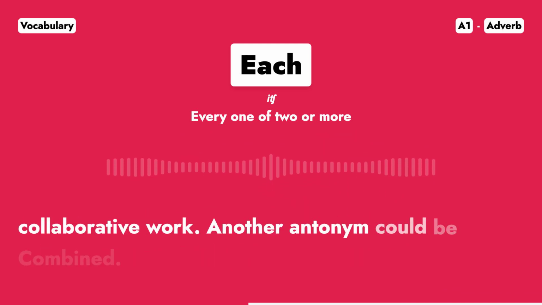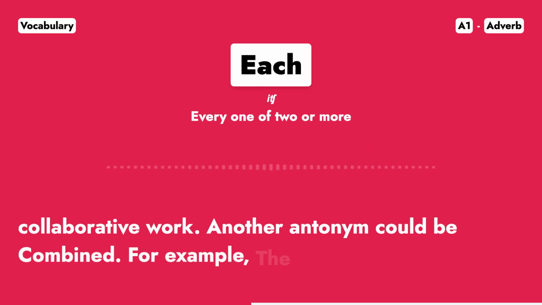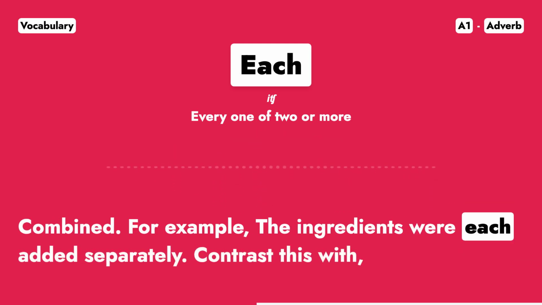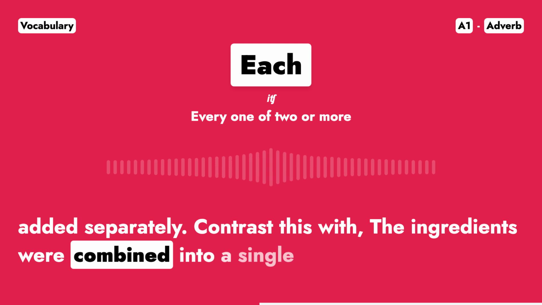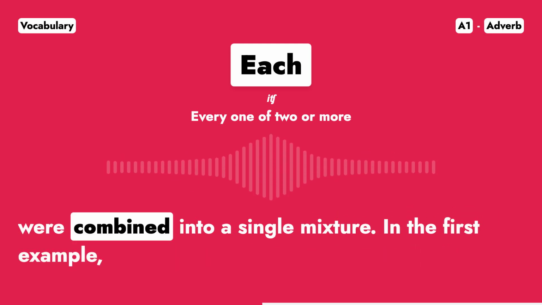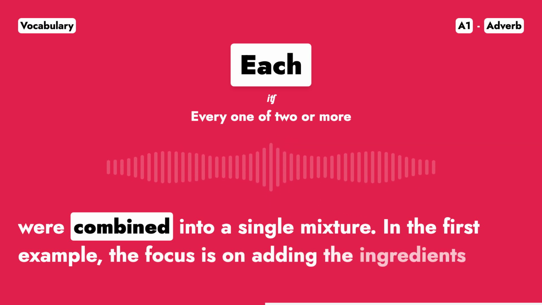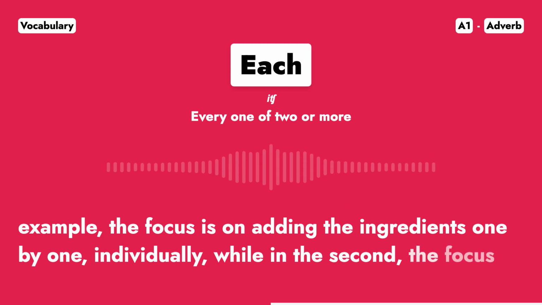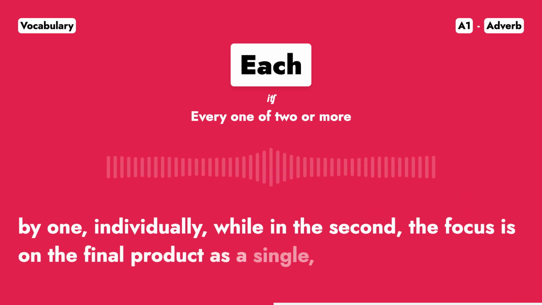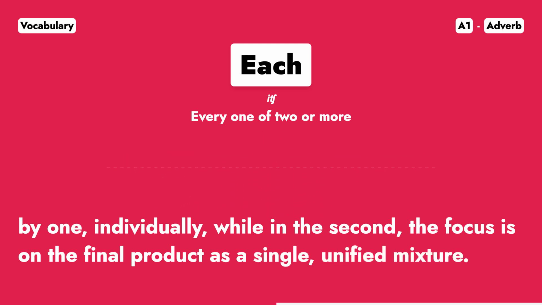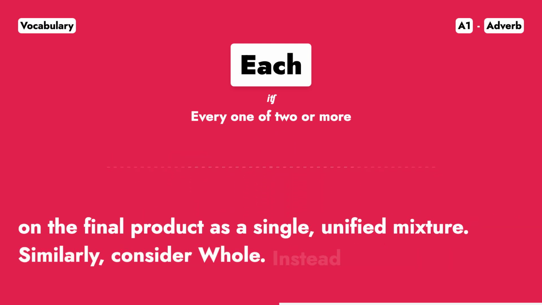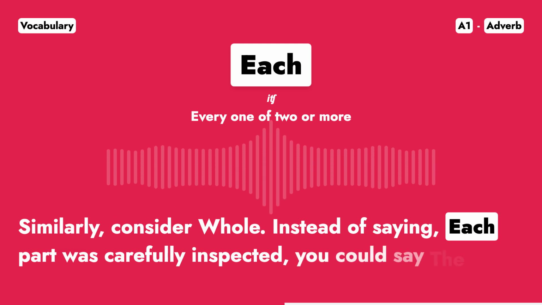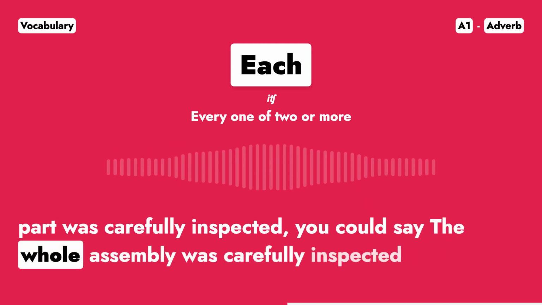Another antonym could be combined. For example, the ingredients were each added separately. Contrast this with, the ingredients were combined into a single mixture. In the first example, the focus is on adding the ingredients one by one, individually, while in the second, the focus is on the final product as a single, unified mixture. Similarly, consider whole. Instead of saying, each part was carefully inspected, you could say the whole assembly was carefully inspected.